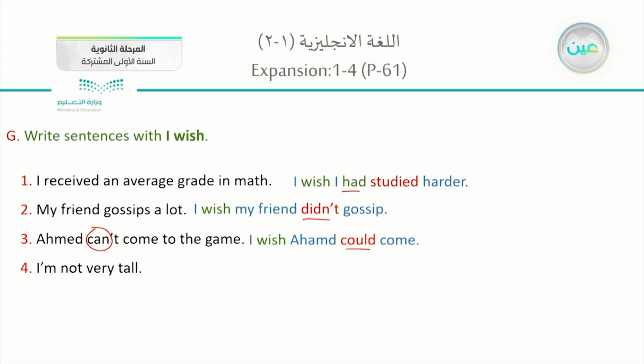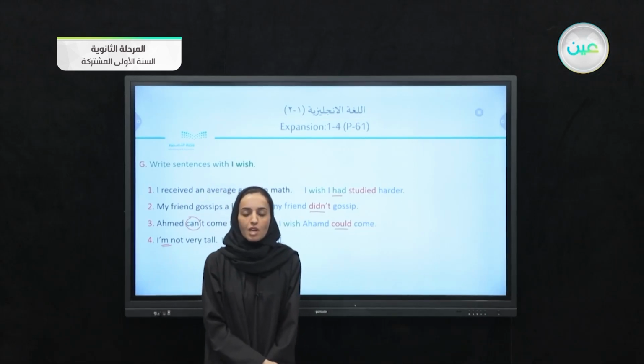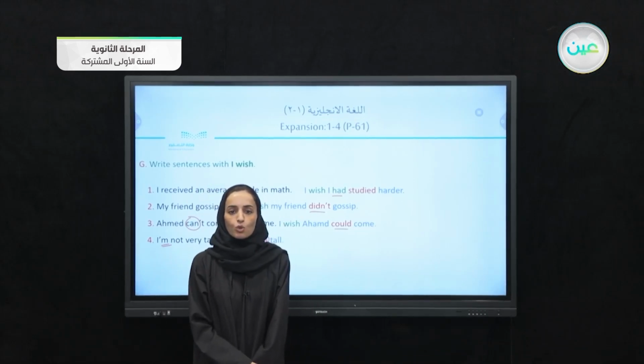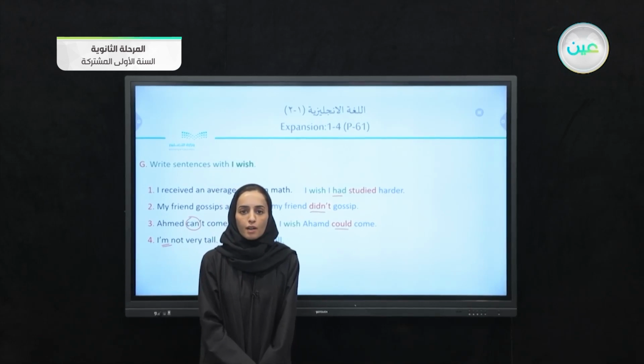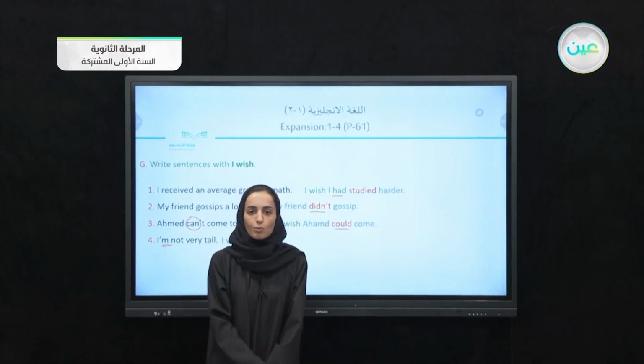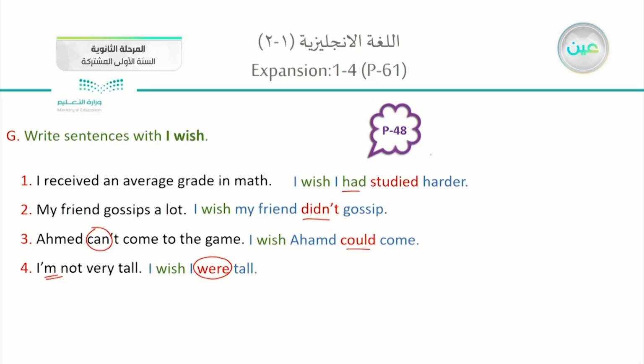I am not very tall. I am a short person. I wish I were tall. All the verbs to be will be changed into were. I wish I were my father. I wish I were the school principal, where I would be someone else. If you want more information about it, you can refer to page 48 for more information about wishful thinking, which is the grammar lesson.